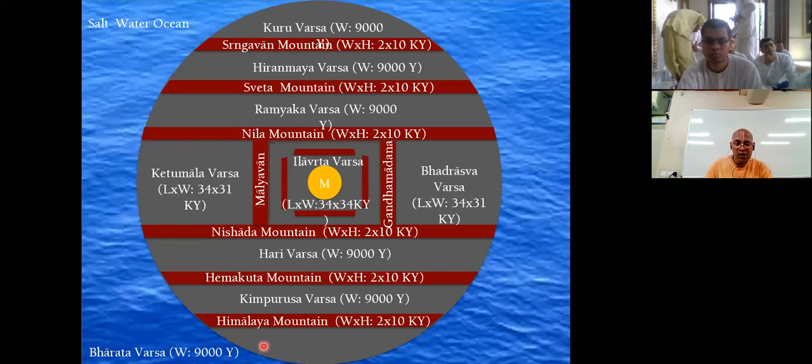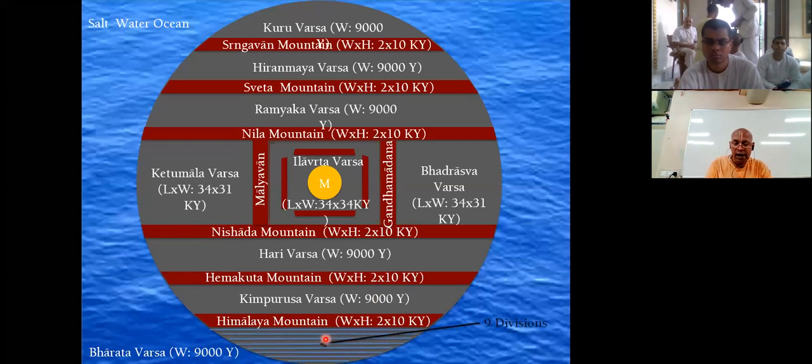And only Bharata Varsha, whose width is about 9,000 yojanas, is Karma Bhumi. It has special qualities. Within this Bharata Varsha, there are 9 islands. The 9 islands are separated by the same saltwater ocean, and each island is 1,000 yojanas as you measure from north to south. This is the northern direction, this is the southern direction, and the total distance from north to south is 9,000 yojanas. There are 9 divisions, and each division is 1,000 yojanas.